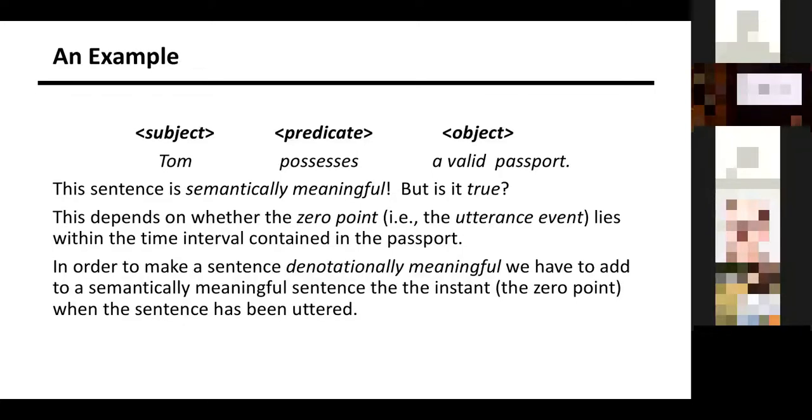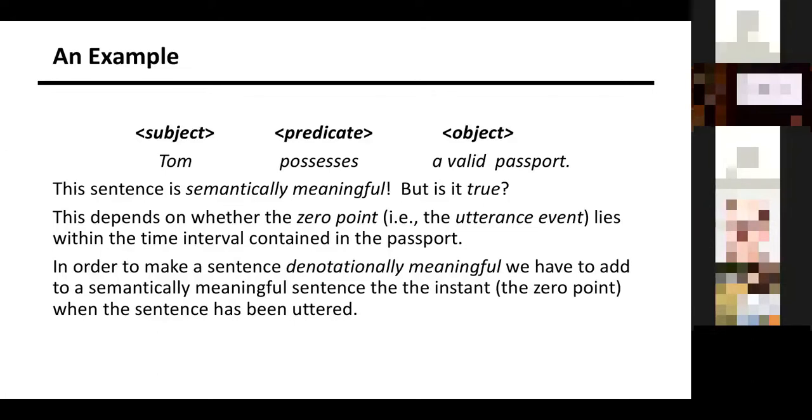Well, this depends. Is the time of utterance, the point when I speak this sentence, within the time interval contained in the passport? Because a passport is only valid from to. Since this is in the present tense, if the statement is spoken at a time within the validity interval of the passport, then this sentence is true. If the sentence is spoken outside this interval, then this semantically meaningful sentence is false, because he doesn't have a valid passport at that time.